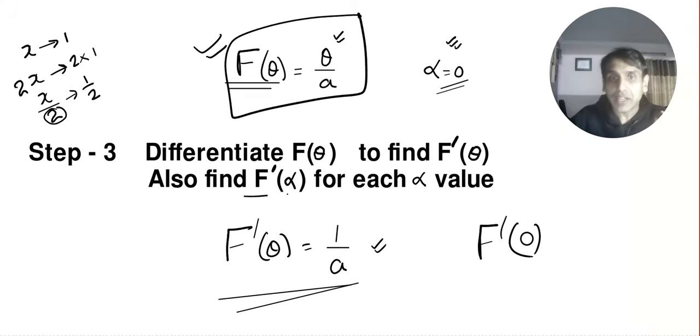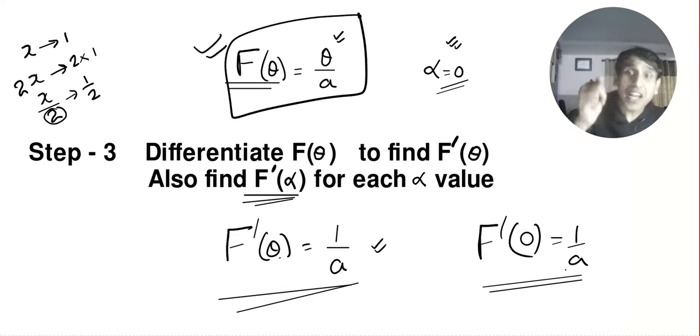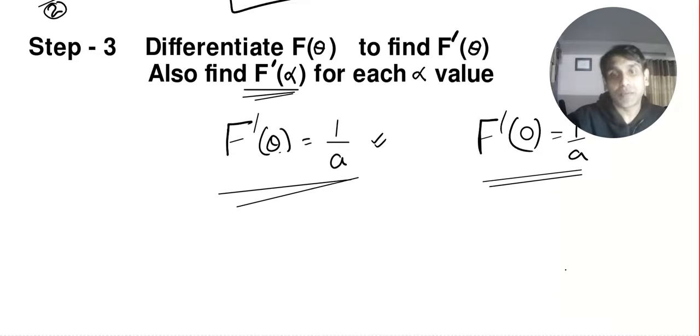Can you see I have to find f dash of alpha? Oh, this, can you see the derivative does not depend on theta? So the value will be 1 by a. That's it. Now the last step, step number 4.